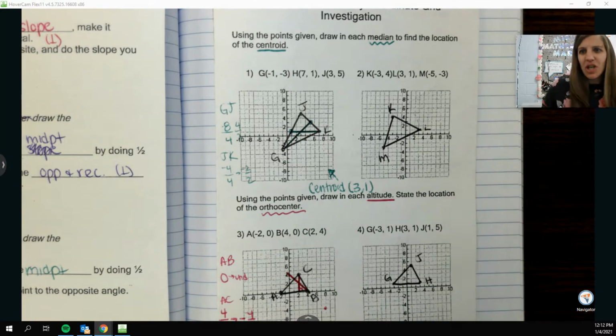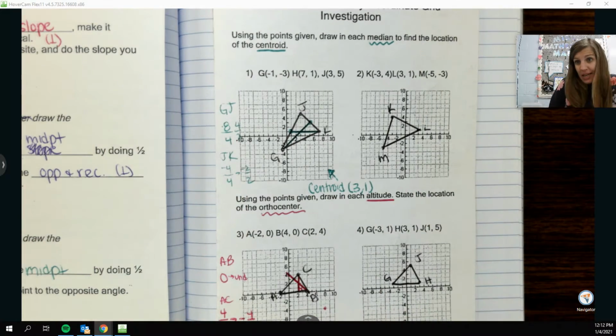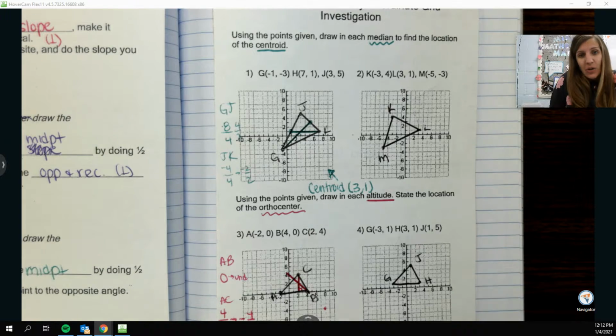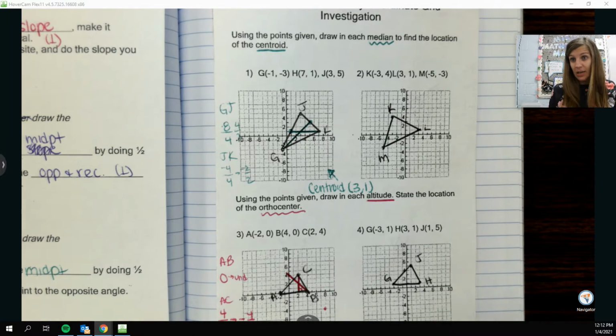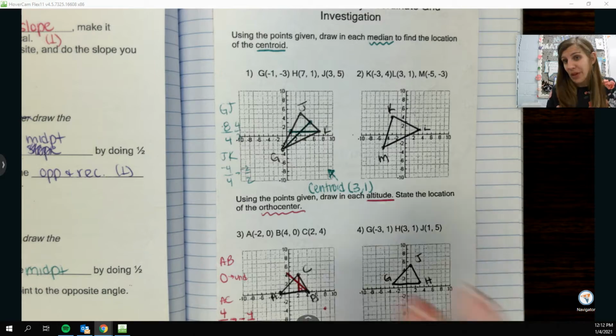All right, guys, I'm just going to go through and do these other examples here about how we find the centroid, orthocenter, and circumcenter on a grid. If you already tried them, you can just check and see if you're right, like you can jump ahead. Or if you feel like you don't really need this help, you can turn the video off.